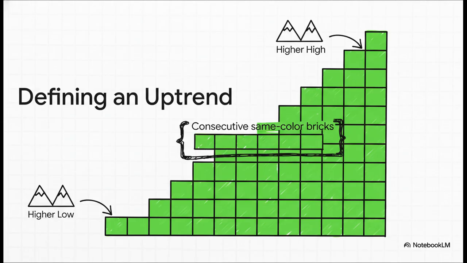So how do you know you're in an uptrend? Honestly, it's as simple as looking at a staircase climbing up. You'll see a clear pattern of green bricks making higher highs and higher lows. It's just one green brick after another, stepping up. When you see that, you're in an uptrend. There's just no second guessing it.